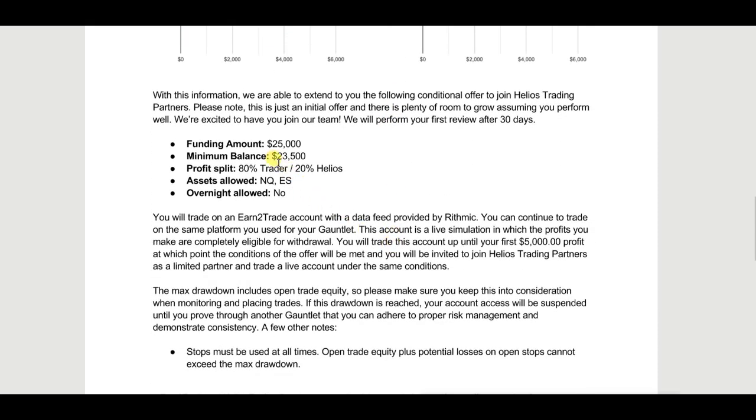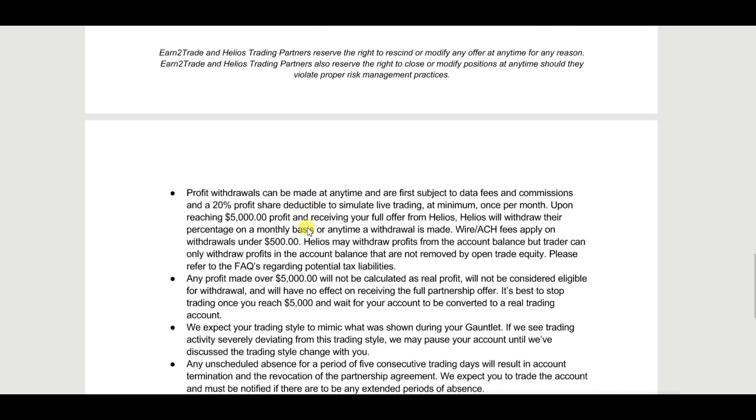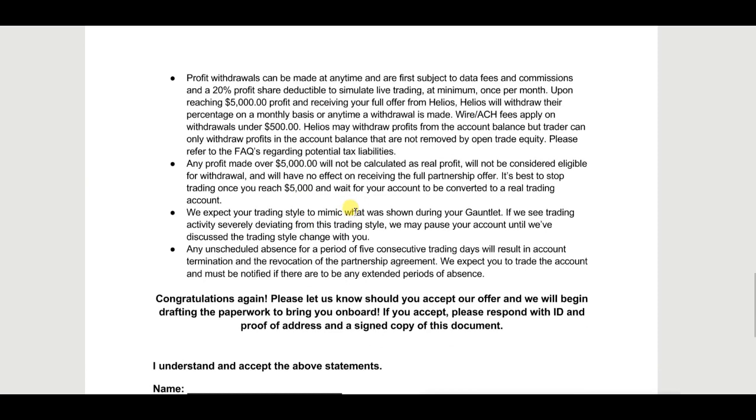So yeah, a $25,000 account. I cannot go below 23,500. 80-20 split, which is normal. And I cannot keep overnight positions, but I can trade during news, which is important. Then just more stuff. So one thing I was surprised to see is that they're expecting to pretty much trade consistently. So I cannot, I think, take more than 5 days off without telling them ahead of time.